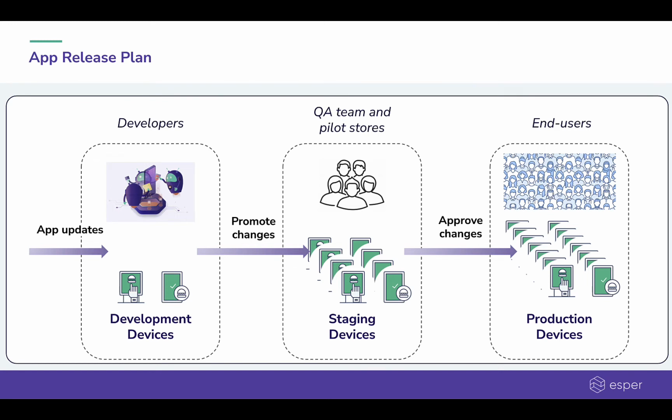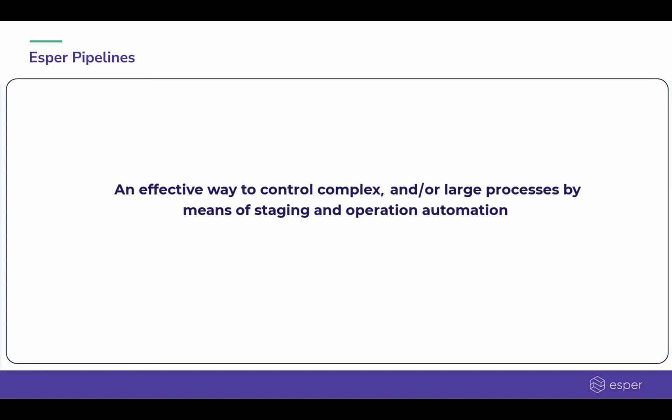In reality, doing this at a large scale is not easy. This would be a case where the legacy solutions fail to provide a seamless operation. So this is a great opportunity to integrate DevOps practices to ensure no devices are left out of compliance because of this rollout. This is where Esper Pipelines come into the picture. Esper Pipelines provide an effective way to control complex and large processes by means of deployment staging and operation automation.